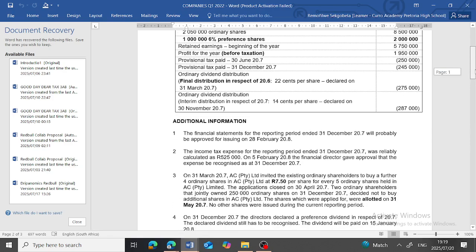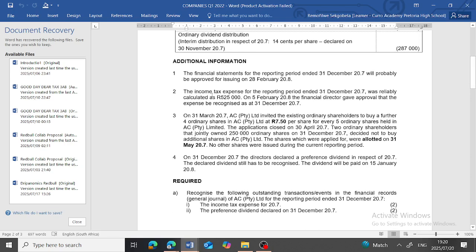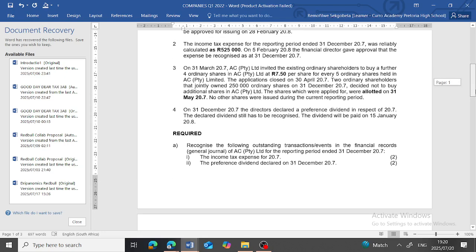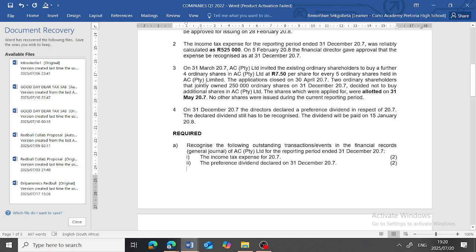The additional information states that the financial statements for the reporting period ended 31 December will probably be approved for issuing on the 28th. The income tax expense regarding the period was reliably calculated as 525,000. That's important. On the 5th of Feb, the financial director gave the approval that the expense is recognized as at 31 December. So they asked us to journalize the income tax expense and the preference dividends. We'll come to the preference dividends just now.